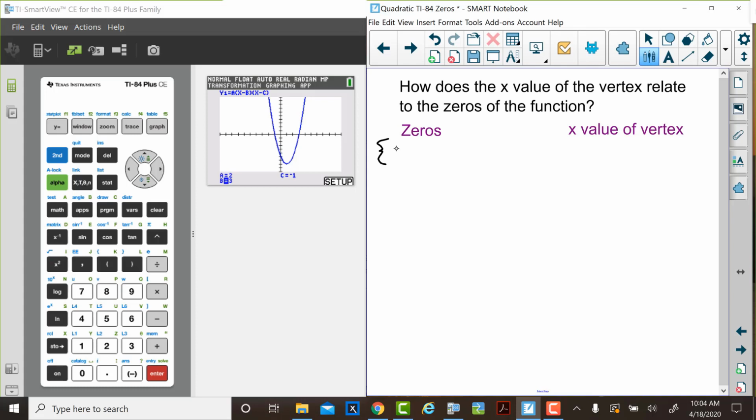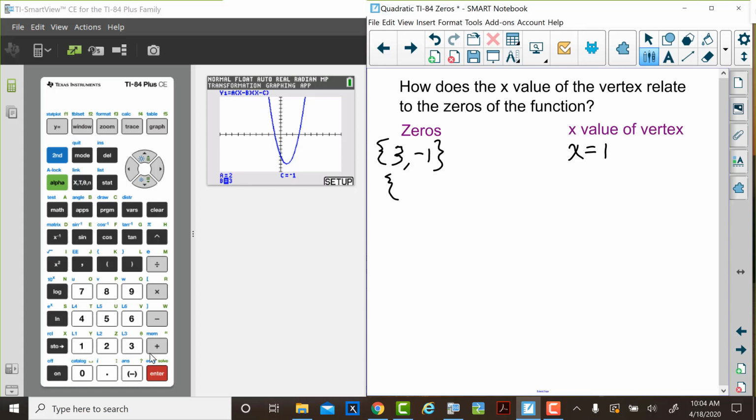Judy's going to record the zeros for this particular one we just explored. Those zeros are 3 and negative 1. We could also write that, of course, as negative 1 followed by 3. And the x value of the vertex appears to be at x equals 1. Let's try a couple more now.